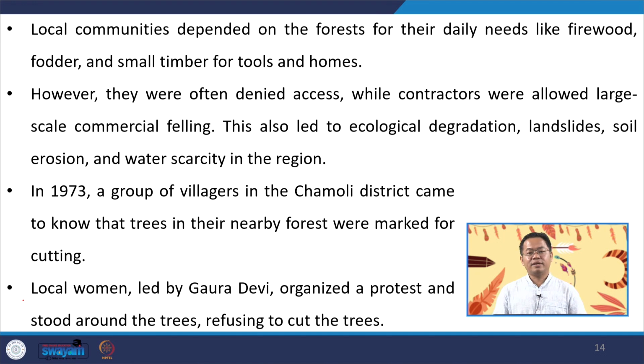In 1973, a group of villagers in the Chamoli district came to know that trees in their nearby forests were marked for cutting. It was here that local women, led by Gauri Devi, organized a protest and stood around the trees, refusing to let them be cut. Even if cutting of the forest may not directly impact the people, it has direct consequences for their everyday survival, and so women came out in large numbers and started hugging the trees, sending the message that they would not allow the trees to be cut.